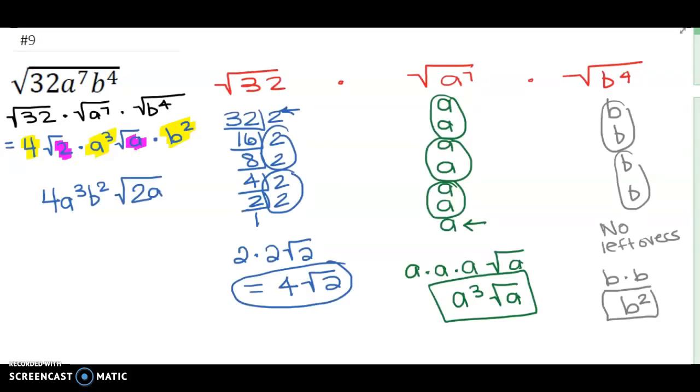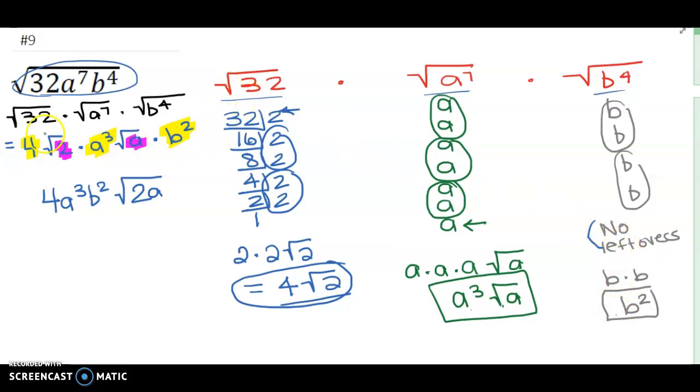All right, let's go over this. So the first thing I did is I broke the square root of 32, a to the 7th, b to the 4th apart. So square root of 32, square root of a to the 7th, square root of b to the 4th. Okay, and then I broke each of these components down individually. So square root of 32 came out to 4 square root of 2. Square root of a to the 7th broke down to a cubed square root of a. And square root of b to the 4th broke down to b squared. There were no leftovers, so I didn't have a square root that went with that.